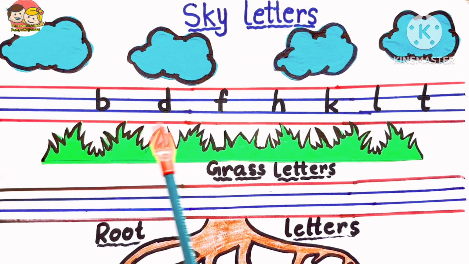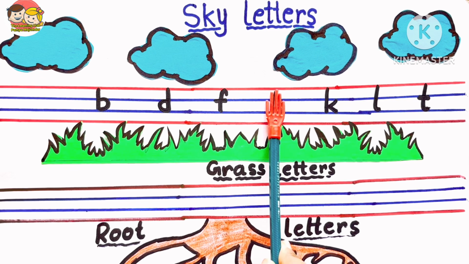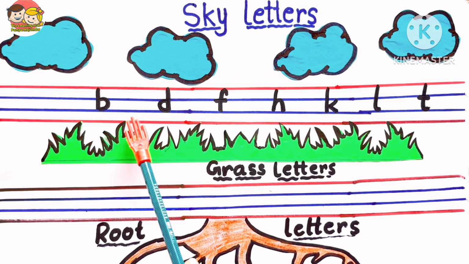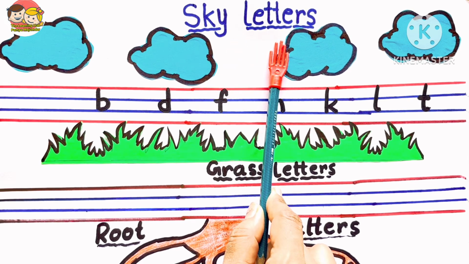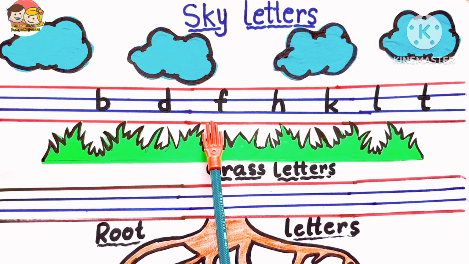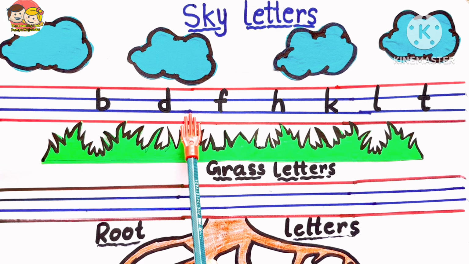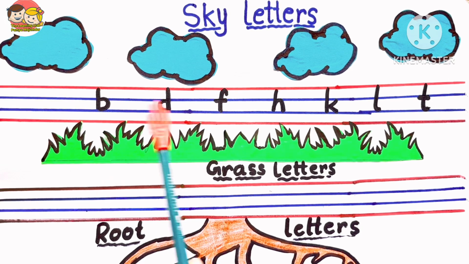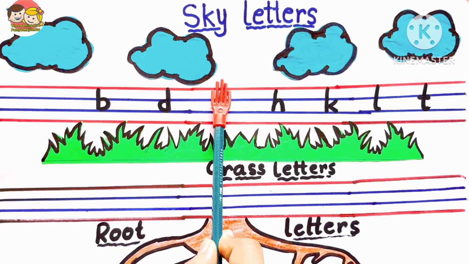Observe very carefully. These letters have stems that go up towards the sky. That is why these letters are called sky letters. So how to write sky letters? Sky letters always start from the first line, means skyline, and always stop on the third line, means grass line. So these are all sky letters. Sky letters are tall letters.